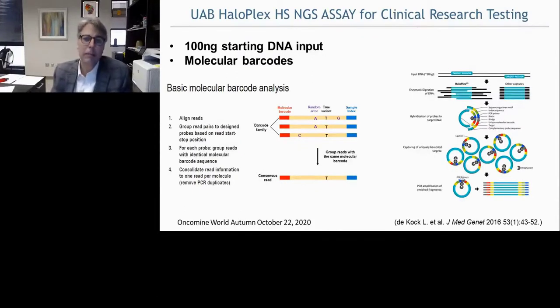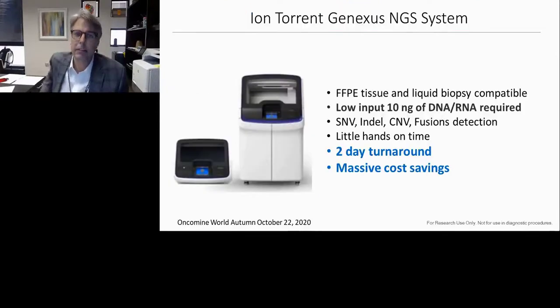But one of the problems with this assay was that the starting material was so high that oftentimes we were unable to sequence a lot of our research samples. So that was one of the main reasons that started to motivate us to look around for another system. And we evaluated the Ion Torrent Genexus, and it had some features and qualities that were really important to us.